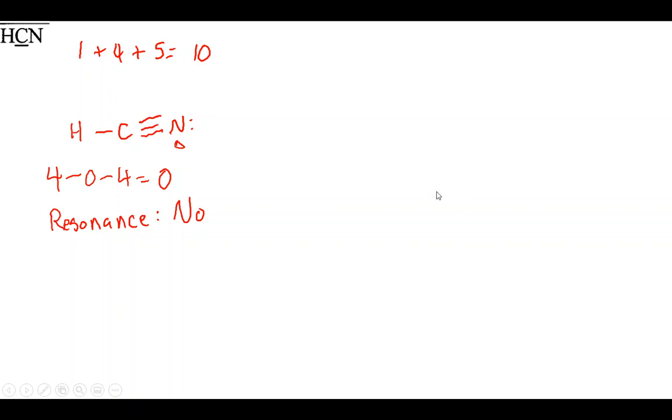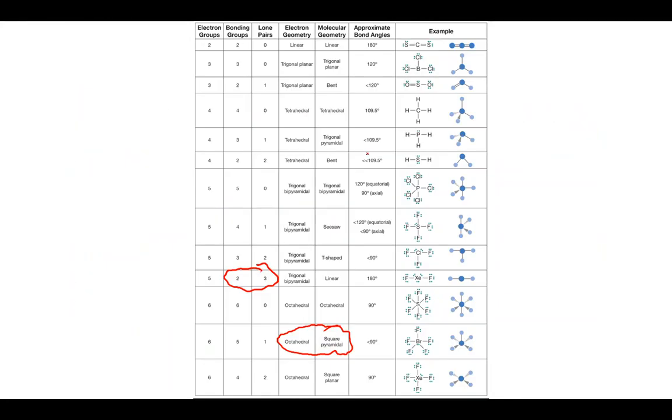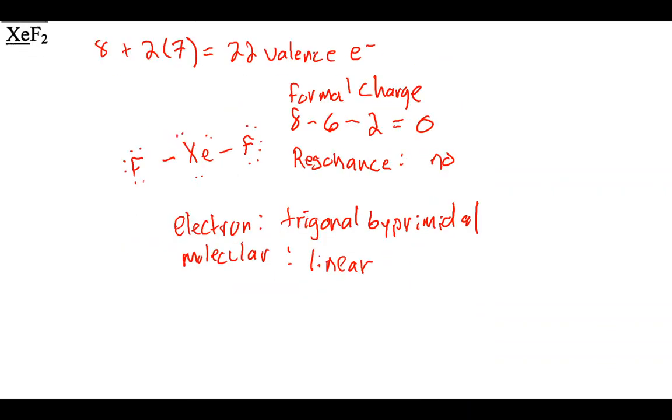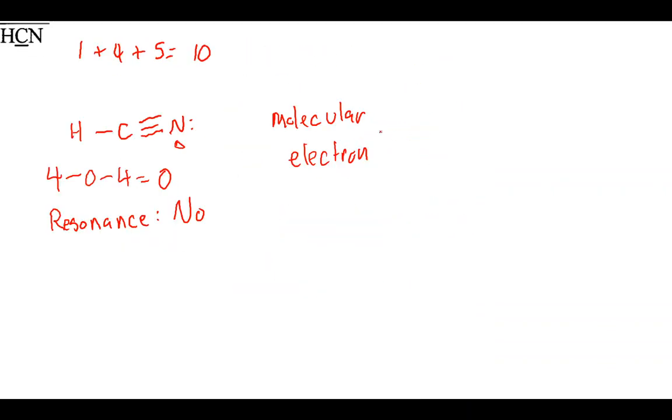So, now looking at the geometry. In this case, molecular and electron. If you go and look at your table, we have 2 groups with 0 lone pairs. That means our electron and our molecular geometry are both linear. Linear. So that's that guy.